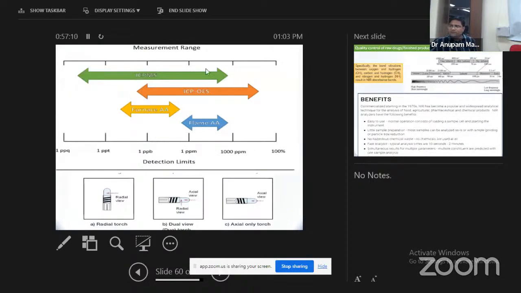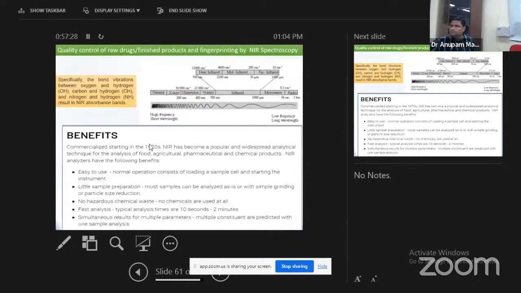This is the measurement by ICP-MS. You can use ICP-MS for elemental impurities and heavy metal analysis. You can go up to 1 ppb. In ICP-OES you can go to the ppt level. In flame AAS you can also go up to 1 ppb or somewhere near the ppt level.